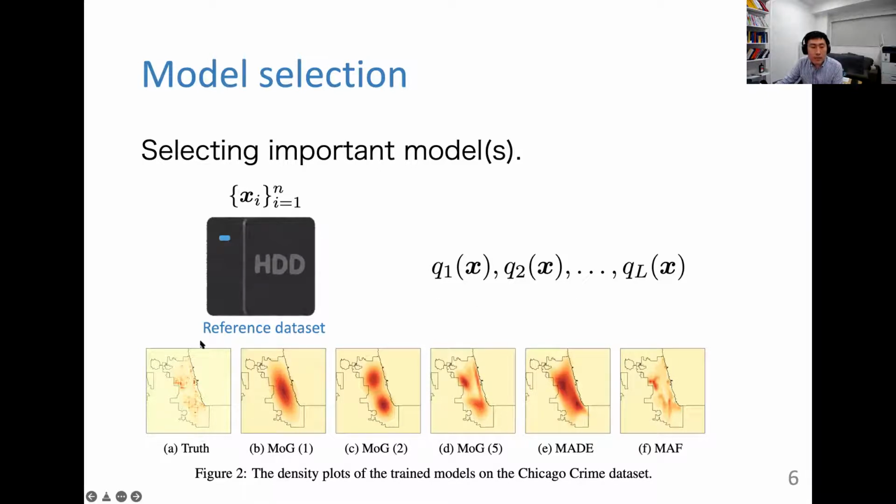For example, this is a truth data set. This actually corresponds to a reference data set. We build the models like MOG, MAID, and MAF. So in this case, we have 5 models, and we want to select which model is the best. So this is also model selection.